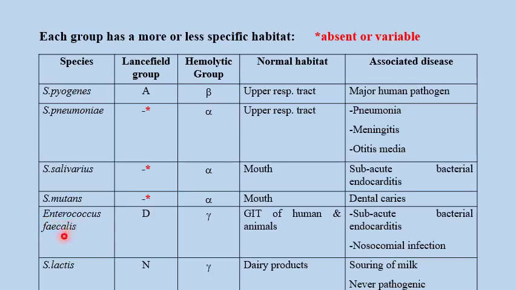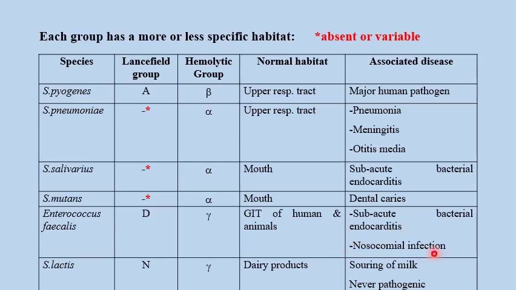Enterococcus fecalis, we call it Enterococcus although it was first known as Streptococcus fecalis, but as it is always present in the GIT of human and animal, they changed the name of its genus to Enterococcus. So it is called Enterococcus fecalis. Lancefield group D, gamma hemolytic, that is to say it doesn't cause hemolysis. GIT of human and animals, and it also can cause subacute bacterial endocarditis and is involved in nosocomial infections.